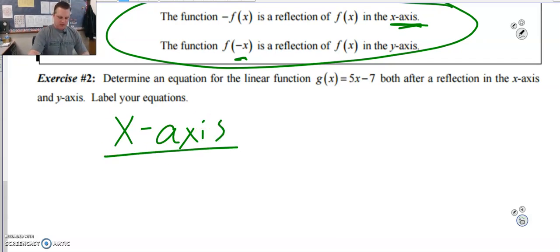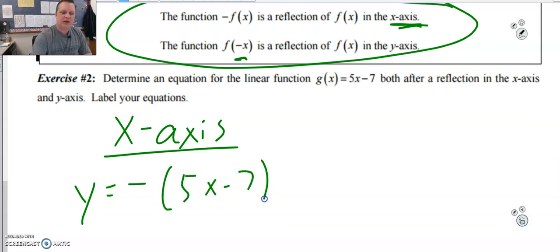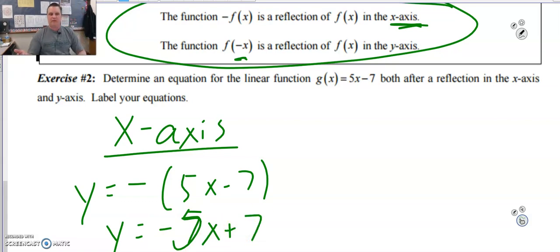I don't know what to call it. It'll be g of x. I'll just say y. Since they have g of x is 5x minus 7, if it's a reflection in the x-axis, what we do is we have a negation of the entire equation, which would be negative 5x plus 7. Okay, that would be it.